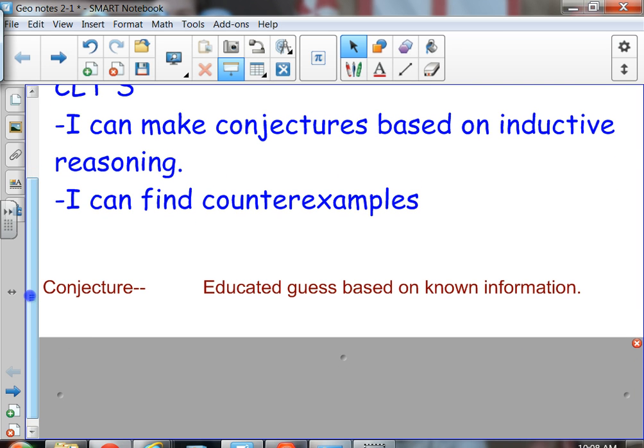Definition number one, a conjecture. A conjecture is an educated guess based on known information. Okay, you make conjectures all the time. Anything that you think you predict, those are all educated guesses. So if you think that Jacob's faster than Alex, that's based on stuff that you know, that's a conjecture.